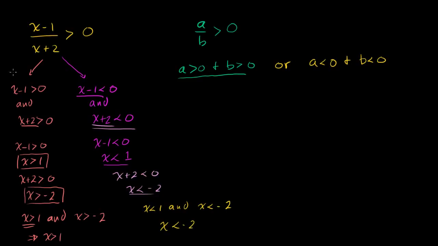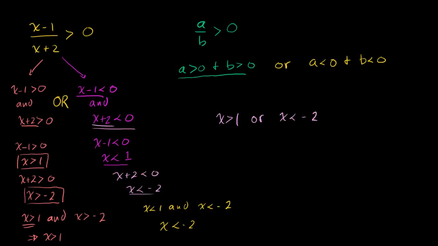And remember, this is an or. Either both the numerator and the denominator are positive, or they're both negative. So both of them being positive boils down to x could be greater than 1, or both of them being negative boils down to x is less than minus 2. So our solution is x could be greater than 1, that's both of these positive, or x is less than minus 2. That's both of these negative.